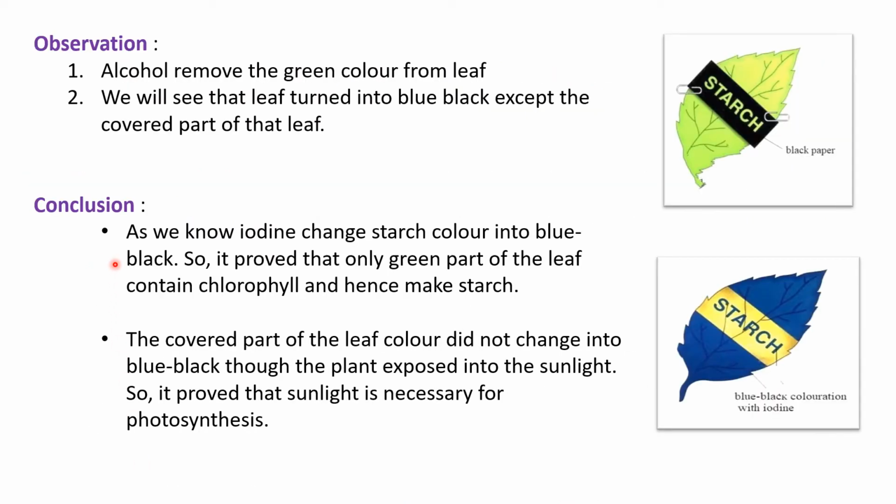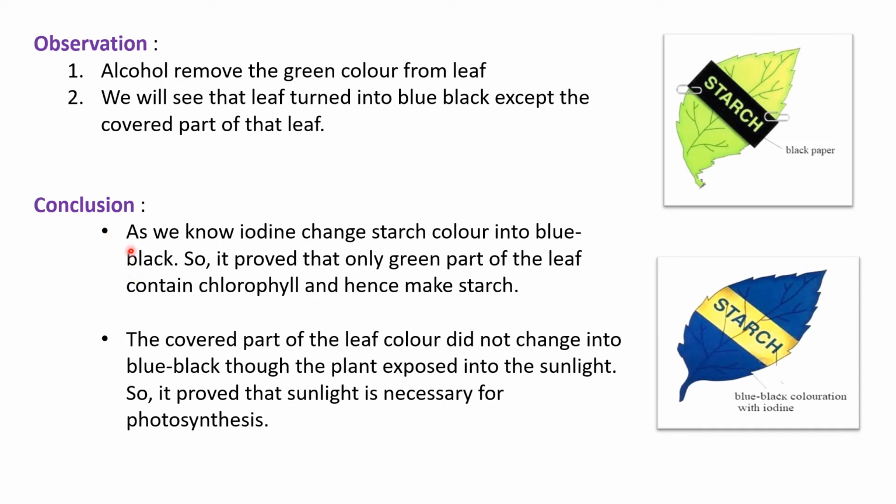So we have already done the experiment. Now it is time for observation. So what will we observe? Alcohol removes the green color from the leaf. So when we take it out of the test tube and place it on a table, we can see that alcohol removed the green color. Okay, and after that we put the iodine solution. So we will see that the leaf turns blue black except the covered part of the leaf. So when we put that iodine solution, we can see that except the covered part, the remaining part turns blue black. Why is it turning blue black?